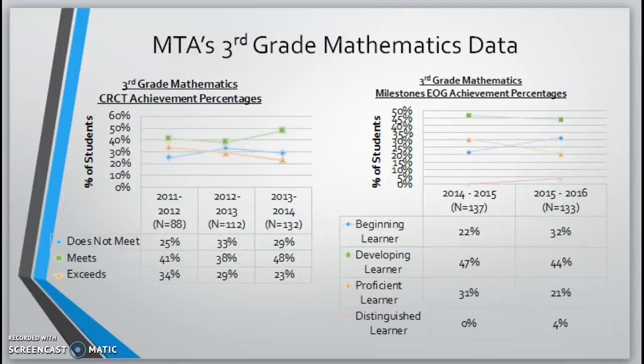Milestone test data for third grade math reveals a very similar trend to the third grade milestone reading scores. However, CRCT data reveals a very different story. Students overall showed a decrease in math achievement from 2011 to 2014, but 2012-2013 student achievement dropped significantly.